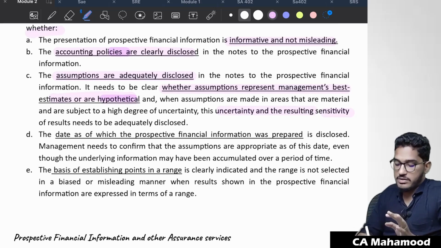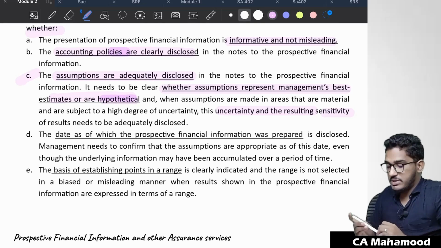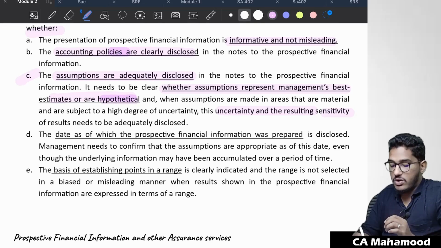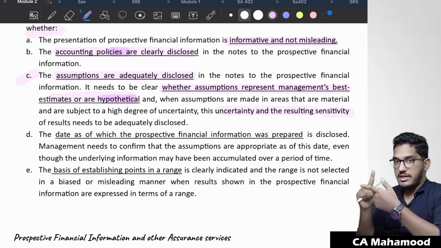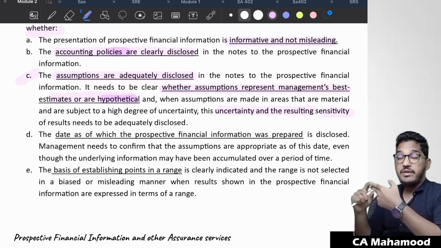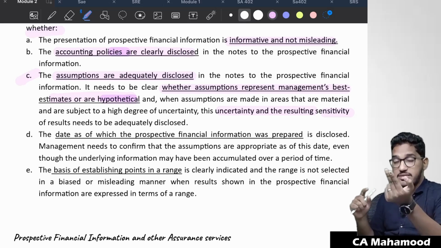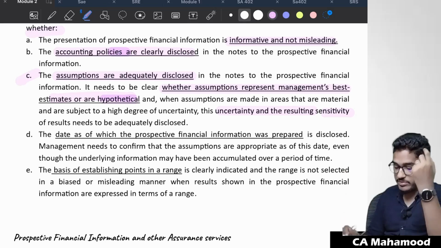The summary of this is you need to check that whatever assumptions the management has made in the preparation of that prospective financial information, all those assumptions are clearly explained. Along with that, the nature of those assumptions, whether they are best estimate or hypothetical, also should be explained. And if those assumptions involve a high degree of uncertainty, that uncertainty also should be explained.